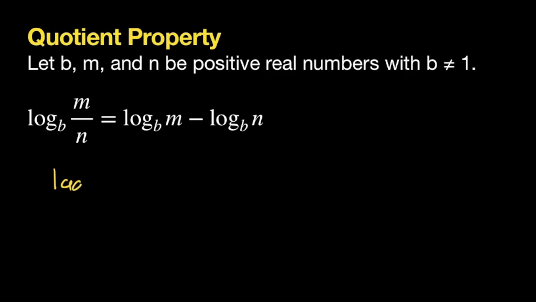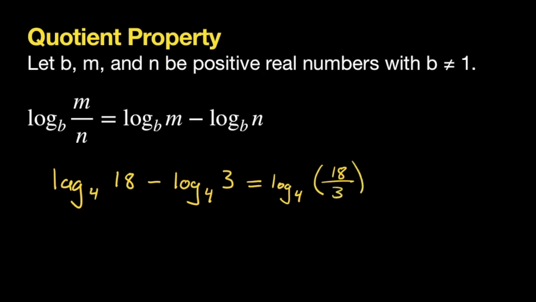For example, if you are given log 4 of 18 minus log 4 of 3. Anytime you have something like that, you use this property to change it up, and we're going to say that this is going to be log base 4 of 18 over 3. And we know that this is going to be log 4 of 6.